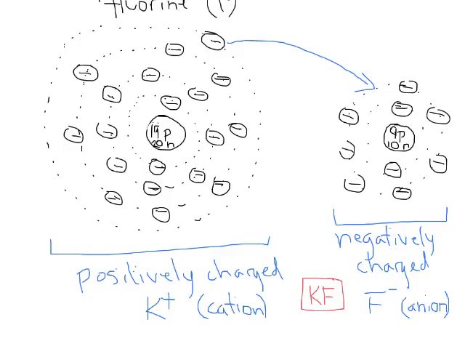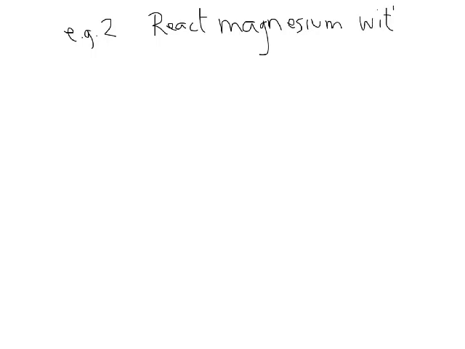So we'll go to a new slide for this. So, e.g., our second example. In this example here, we will react magnesium. Now magnesium will lose 2 electrons because it's in the second group on the periodic table. With fluorine, we'll just go and see why. So we'll just go and draw that up.